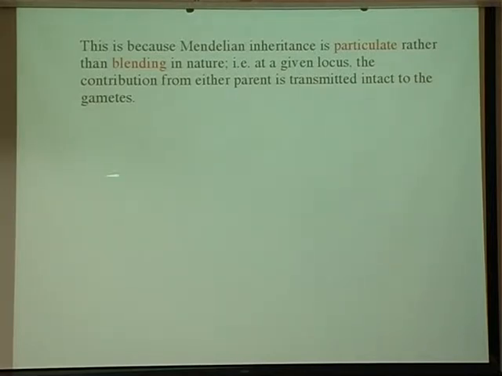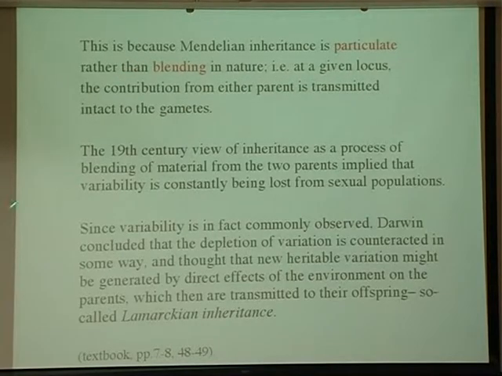At a given site in the genome, the contribution from either parent is transmitted intact to the eggs or sperm, the gametes. And so Darwin actually was very worried about this supposed loss of variability, and he in fact appealed to direct effects of the environment on the organism, which were then transmitted to the next generation, so-called Lamarckian inheritance, to generate the variability which is being lost each generation.